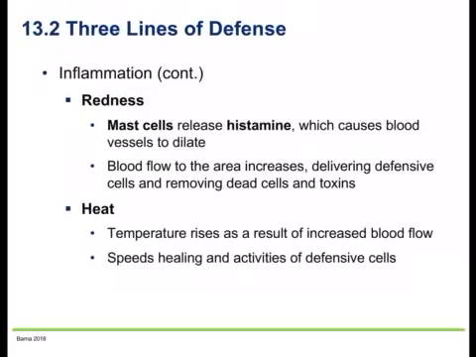Okay, so this is just looking at some other terms right here to describe this. So you see blood flow increases to the area. All right, that is vasodilation. We also have mast cells. These are connective tissue cells that release histamine. Histamine is a chemical that causes vasodilation. Heat, temperature rises because of increased blood flow, the vasodilation.